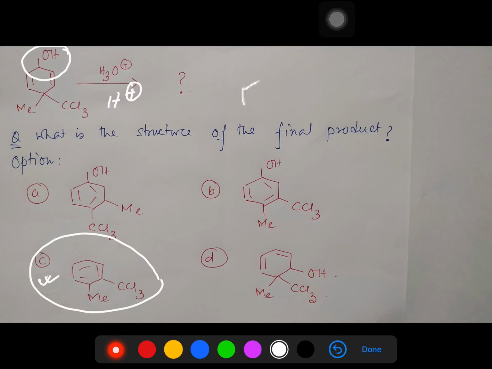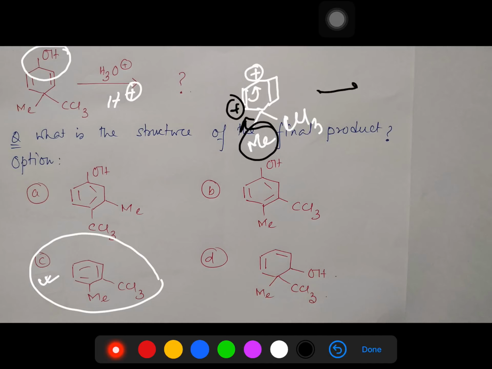So what will it result in? You should write this part in your notebook while you are solving. So this is this, and another thing, it can have a resonance, meaning this double bond can go there and the positive charge can come here. If the positive charge can come here, this methyl group can migrate very easily, and what will it result in? It will result in this product, by the way. So in this way you can get the answer.